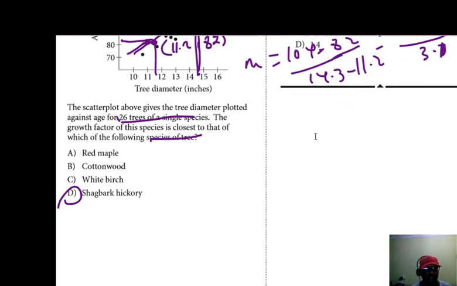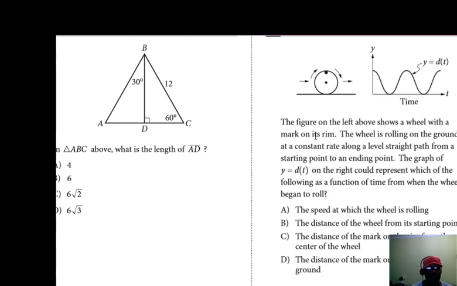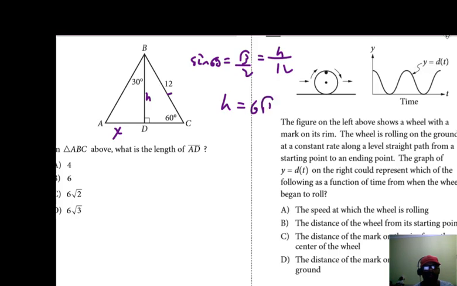Okay, so let's move on. So in triangle ABC above, what's the length of AD? We need to find this side AD. We're given that the hypotenuse of this triangle is 12. Okay, we need to find this side. So let's use sine. Sine 60 is root 3 over 2, which is opposite h over hypotenuse 12. Therefore the value of h is half of 12, which is 6 root 3.